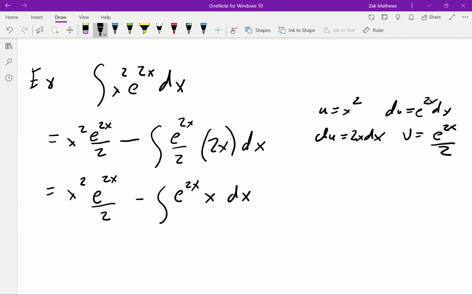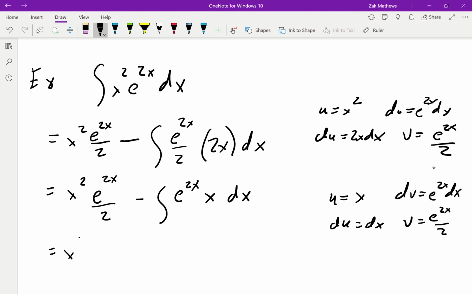So what if we did it again? Let's do another round of integration by parts. Let's let the u equal x. Let's let the dv equal e to the 2x dx. The du would be equal to dx, and the v would be equal to, once again, e to the 2x over 2.